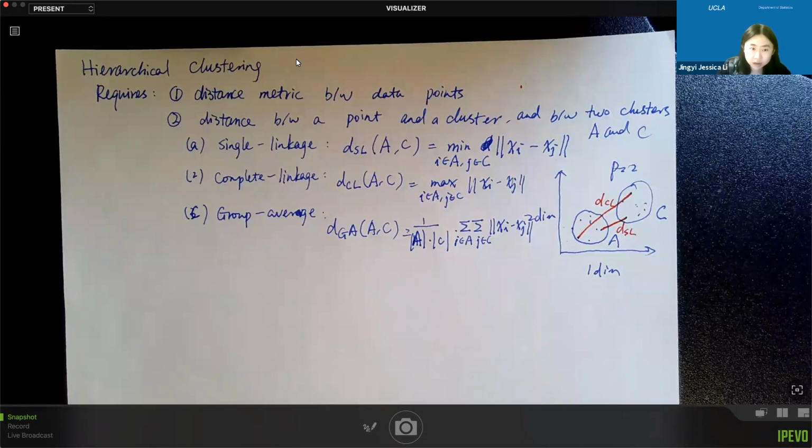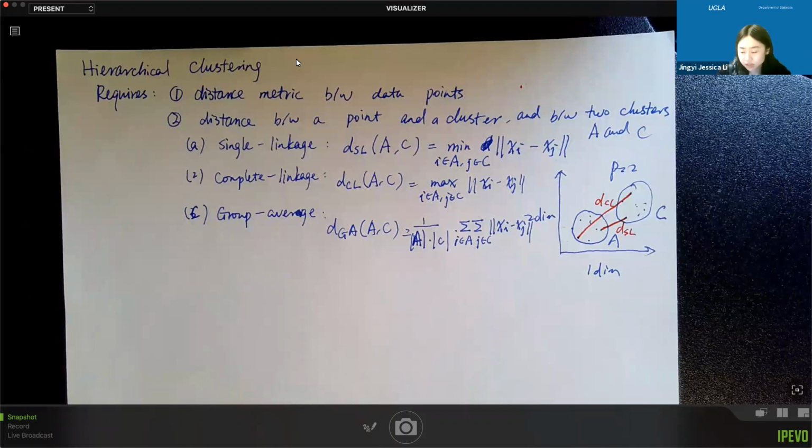So the idea of hierarchical clustering is very simple. Basically, we start from all data points, n data points. From these n points, we pick two that are closest to each other and merge them into one cluster. So now we have n minus 1 data points, because one point represents a cluster. Or I should say n minus 1 clusters.